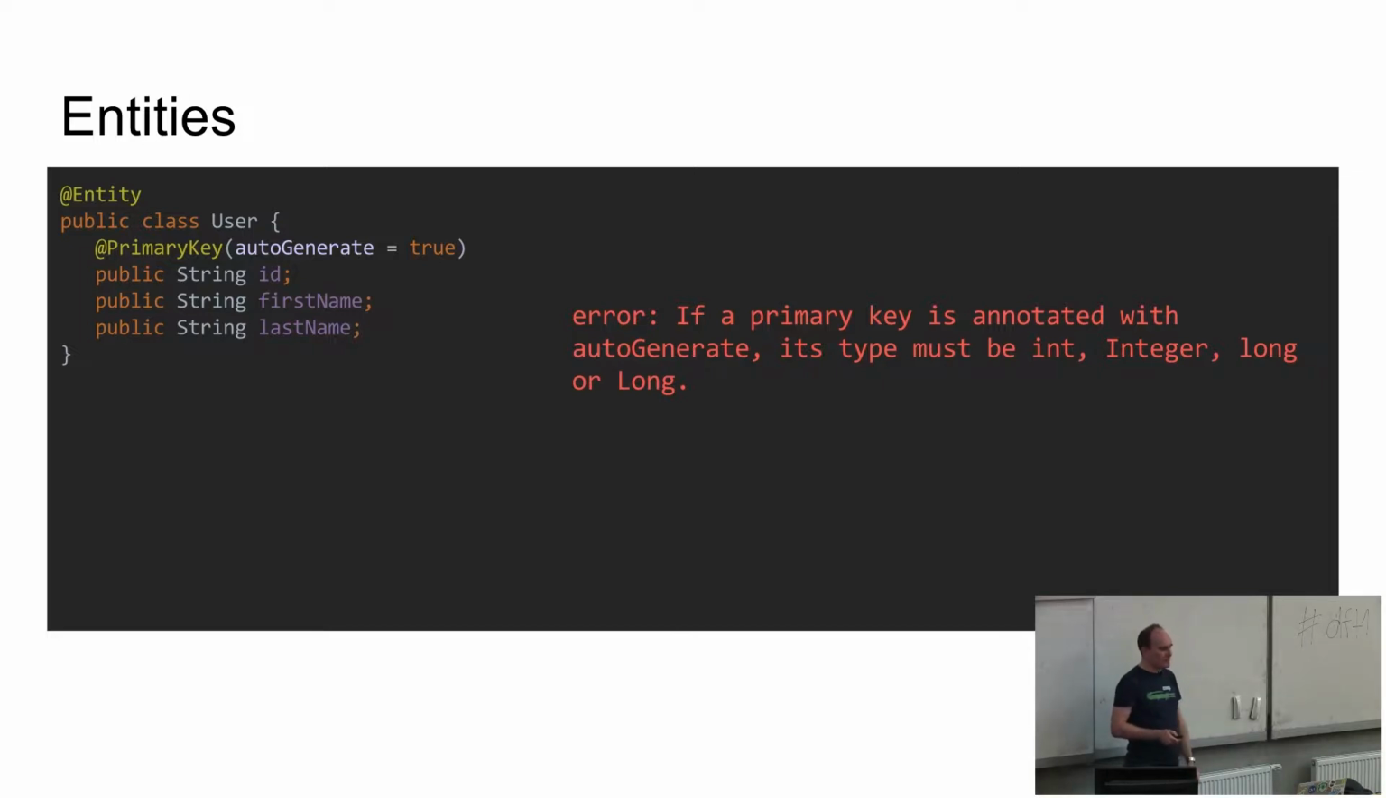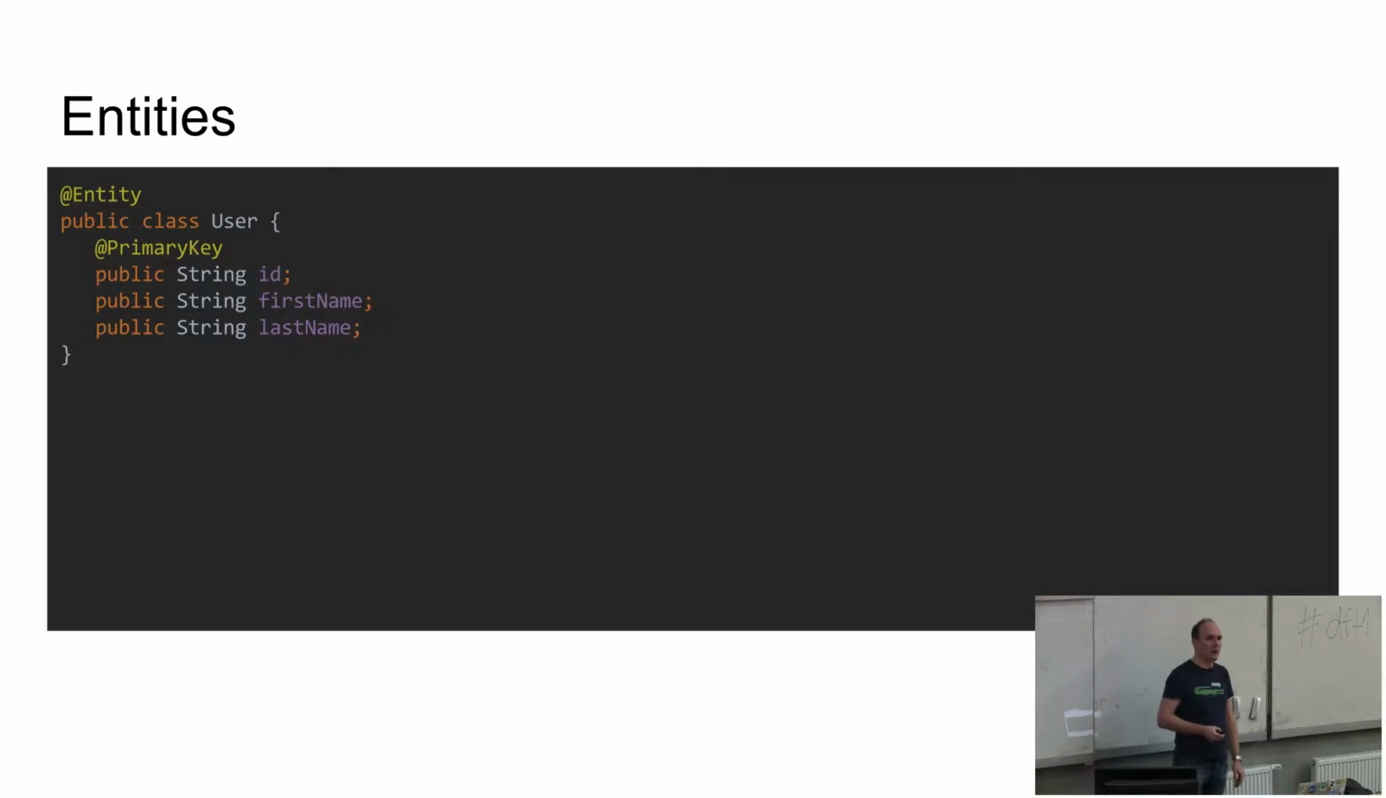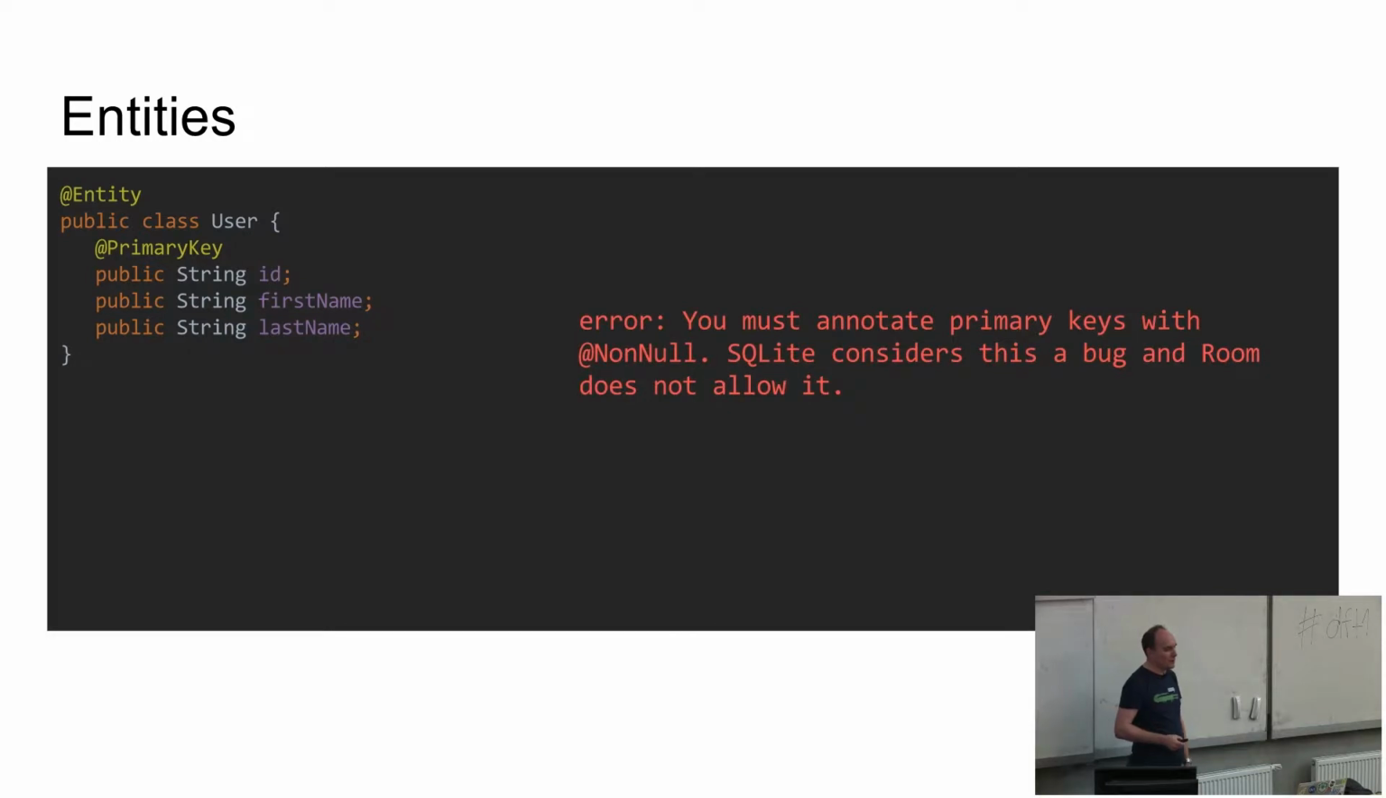Well, sure, we can fix this. We can just leave off the auto-generate in this case, and then try again. And now if you compile this, Room will again validate your entity and will say, well, if you have a primary key which is a string, then you should make sure that it's never null, which makes total sense, of course, because if you have an identifier which is null, how can you identify that thing? There's actually a bug introduced in older versions of SQLite that allowed for a null primary key, but it is bad practice and we shouldn't do this.